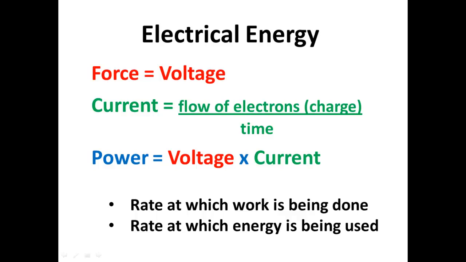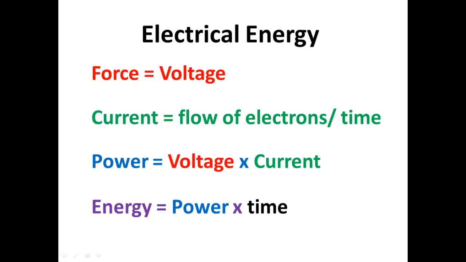Now power in electricity is basically voltage, which is the force component, times current, or the flow of electrons or the charge carried by the electrons over time. That is power. So this is the rate at which work is being done. It's also the rate at which energy is being used. Now then, simply energy is power times time.